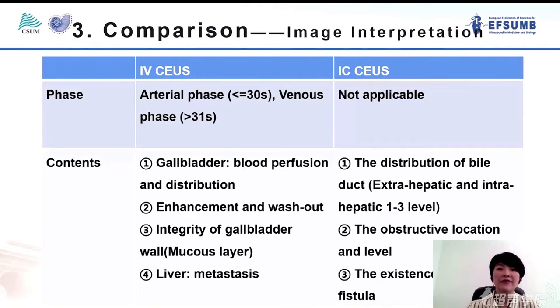Also, based on the different purposes of these two methods, the image interpretation has some differences. Intravenous CEUS is helpful in evaluating the microblood perfusion of the target organ and should focus on the enhancement level, distribution of the perfusion, and washout of the biliary structure. In the venous phase, the liver should be scanned to detect intrahepatic lesions. By comparison, intracavity CEUS focuses on the structure of the biliary tract and the obstructive location.